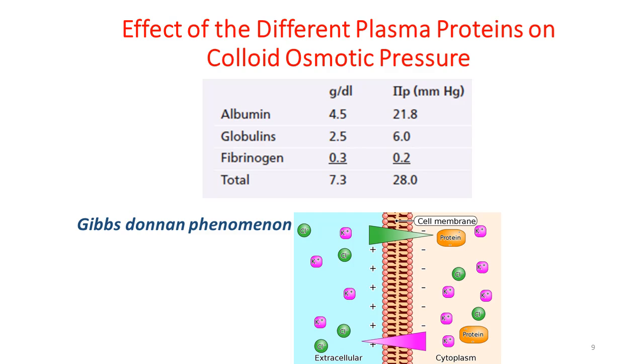This is named the Gibbs-Donnan phenomenon. In this phenomenon, Gibbs-Donnan said that in our body the proteins are negatively charged and positive ions bind to these proteins, and binding of the proteins to cations and positive ions can increase the colloid osmotic pressure of the proteins, and because of that these three proteins have 28 millimeter of mercury in our body. This phenomenon is named the Gibbs-Donnan phenomenon.